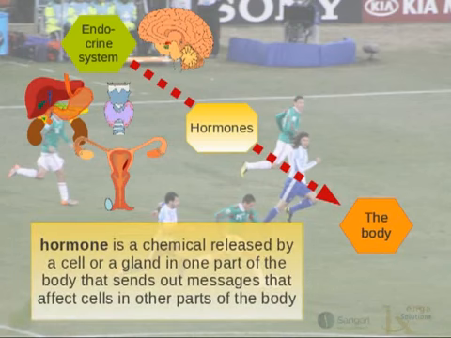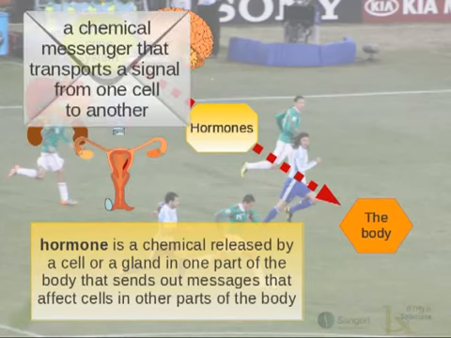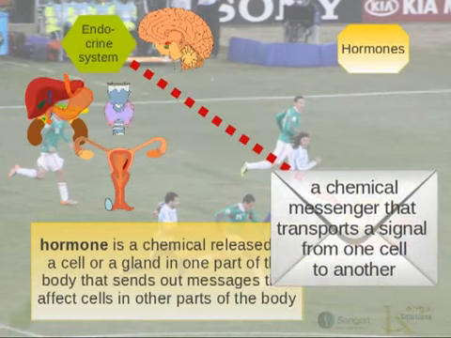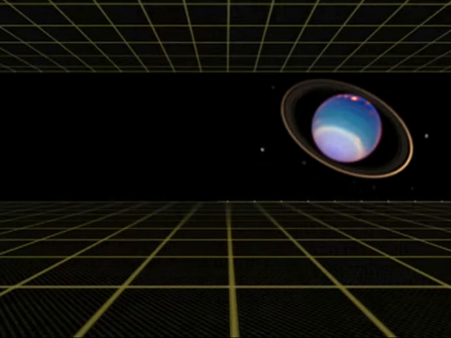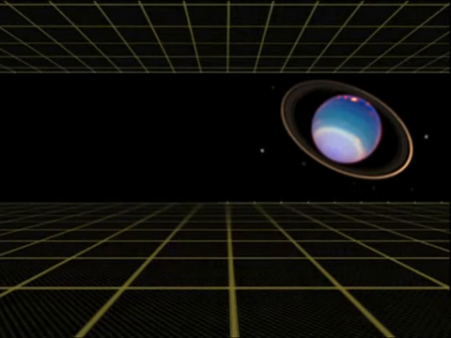A hormone, then, is a chemical released by a cell or a gland in one part of the body that sends out messages that affect cells in other parts of the body. We can think of a hormone as a chemical messenger that transports a message or signal that has a purpose from one cell in the body to another. And that's the basis of the endocrine system.